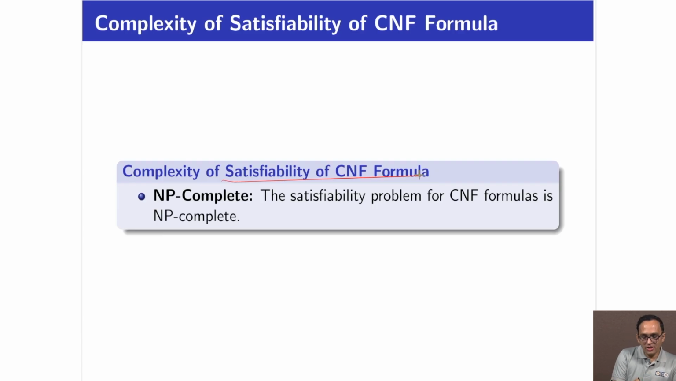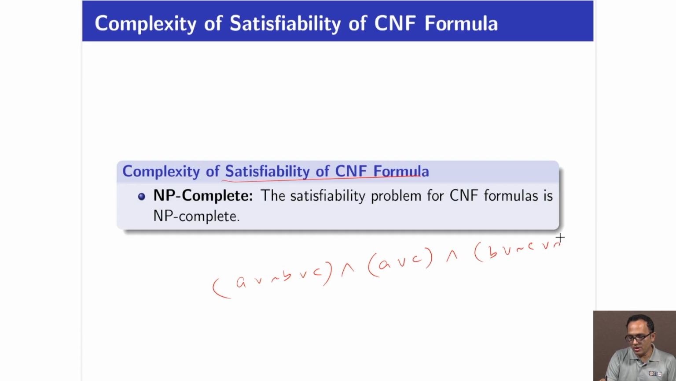Why is this? Think about a formula, let us say A or not B or not C, and A or C, and B or not C or D, and so on. So, this is the formula. To check the satisfiability, I have to check is there any input for which this formula is true. Now, to have this formula true, each of them has to be true because and is in between. For and, everything has to be 1, then only the output will be 1.